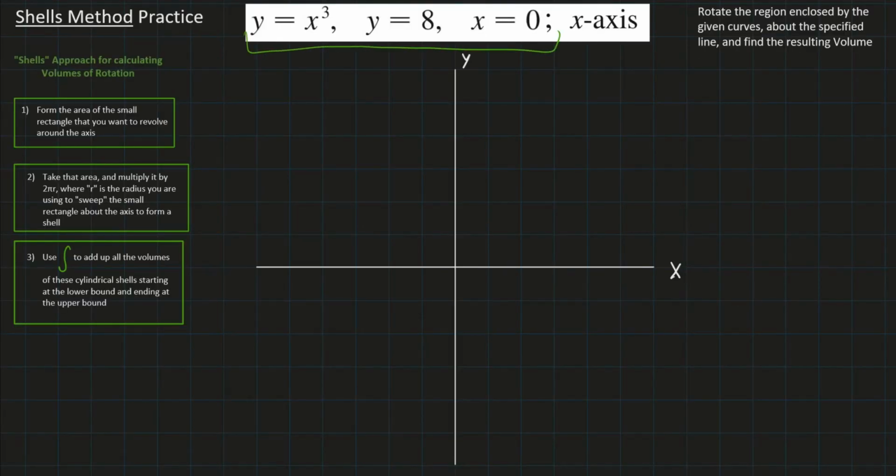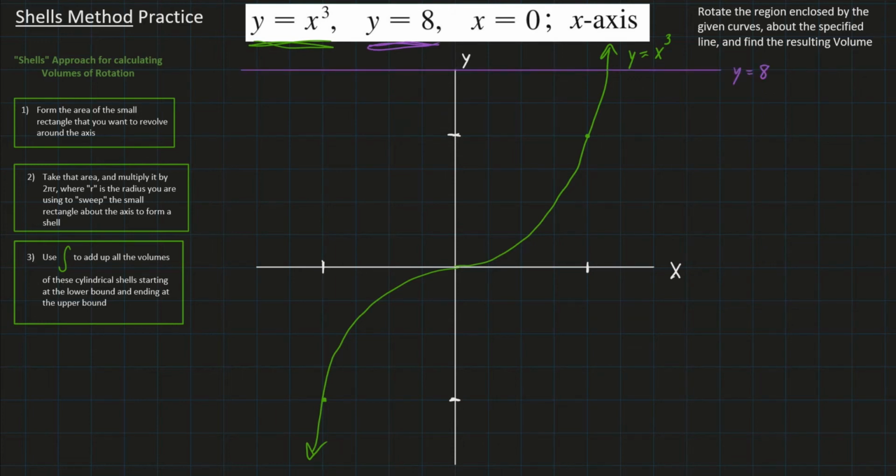Start with my curves. Y is equal to x cubed. It's not too bad. Okay. Y is equal to 8. Now I didn't make my graph big enough. And this is 1 right here. This is y is equal to 1. So, yeah, we'll just pretend that this is y is equal to 8. But in reality, it's going to be way, way up here. And we have x is equal to 0. All the points that have x is equal to 0 as their x coordinates.